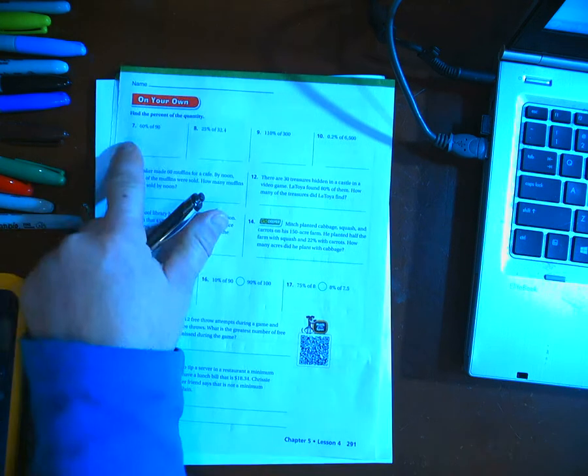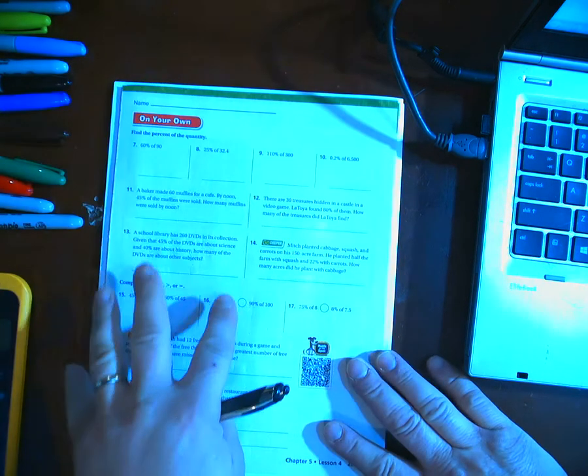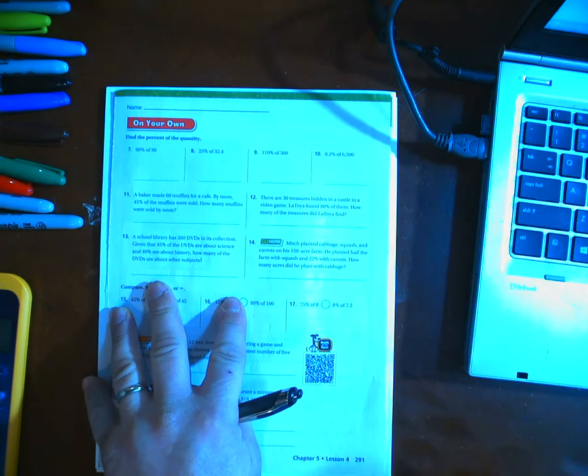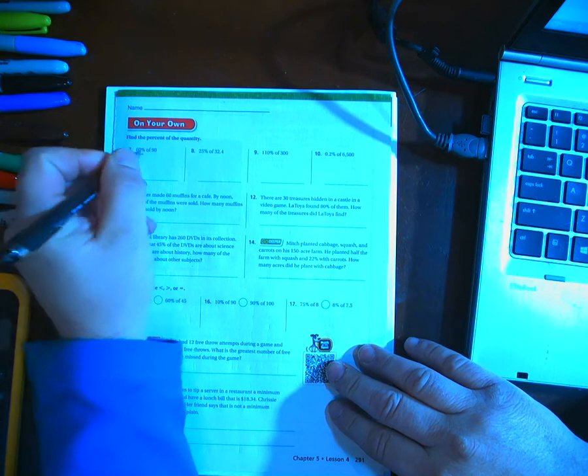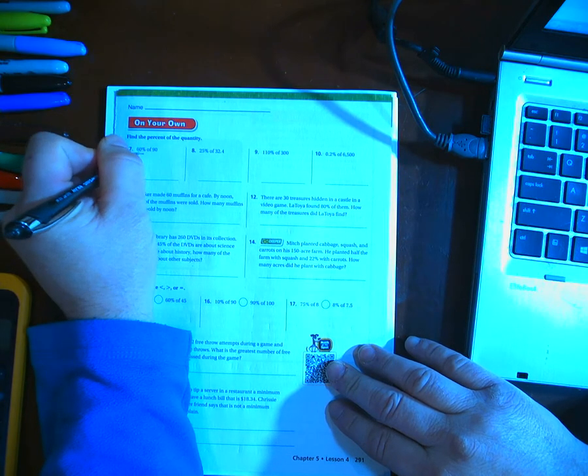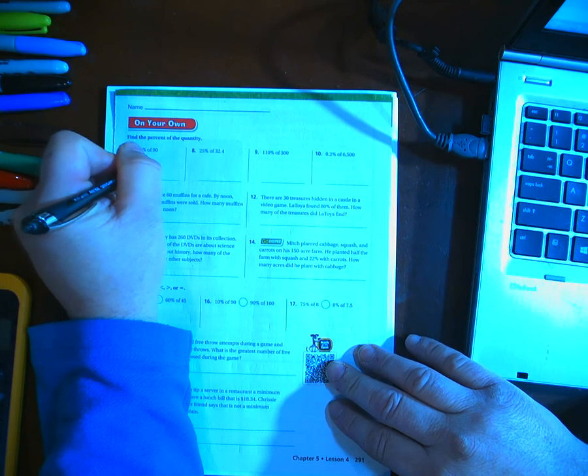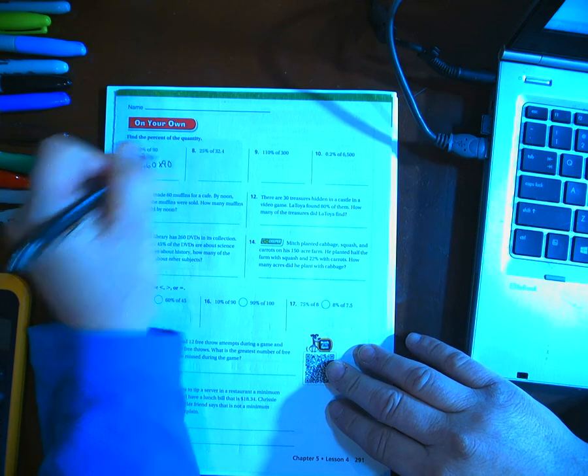Okay, this is page 291. It's a continuation of 5-4, finding the percent of a quantity. And right now we're using percents as a decimal. Later we'll use a ratio to find those. But right now we're converting the percentage to a decimal by dividing by 100. So when I divide that by 100, it would be 0.60 times the quantity.